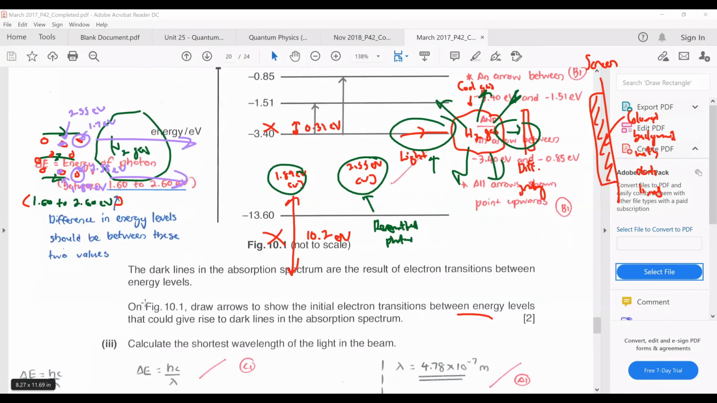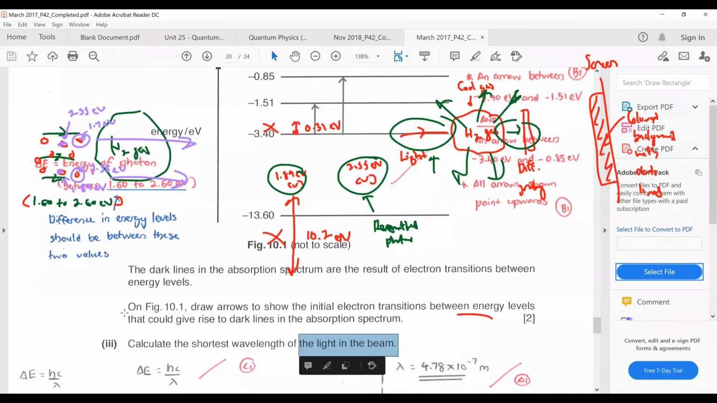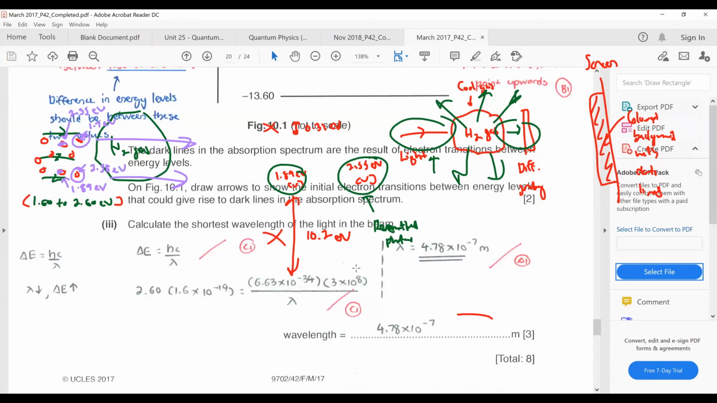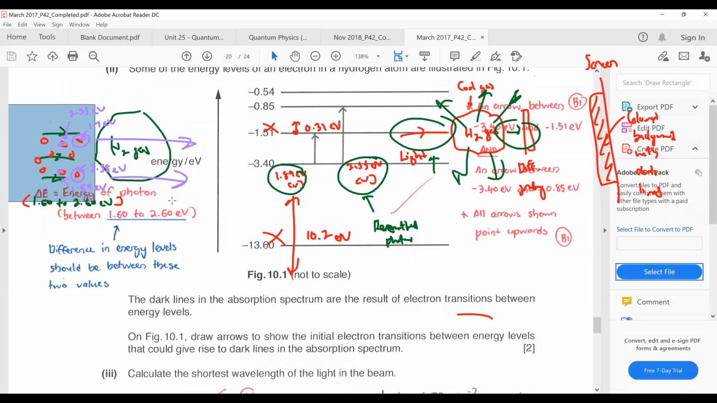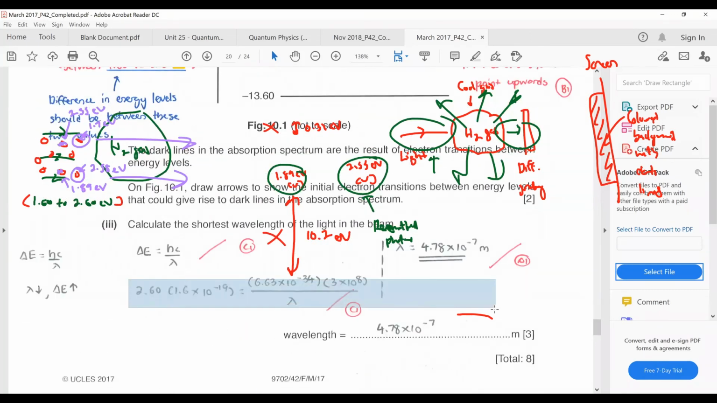Okay. So like in your case here, when they ask you to calculate the shortest wavelength of light in the beam, they're asking you for the beam as a whole. They're not asking you about the shortest wavelength of light that was re-emitted. If they ask you the shortest wavelength of light in the beam that was re-emitted, then you will actually need to use this one. So be careful about the wording. If they're asking you that, then you will use 2.55. But now they're not asking you that. They're asking you about the whole beam as a whole. So for the whole beam itself, you have 1.6 to 2.6 eV, right? So use that energy 2.6 eV, change to joules, and then find out the wavelength. You get the answer as 4.78 times 10 power minus 7 meter.